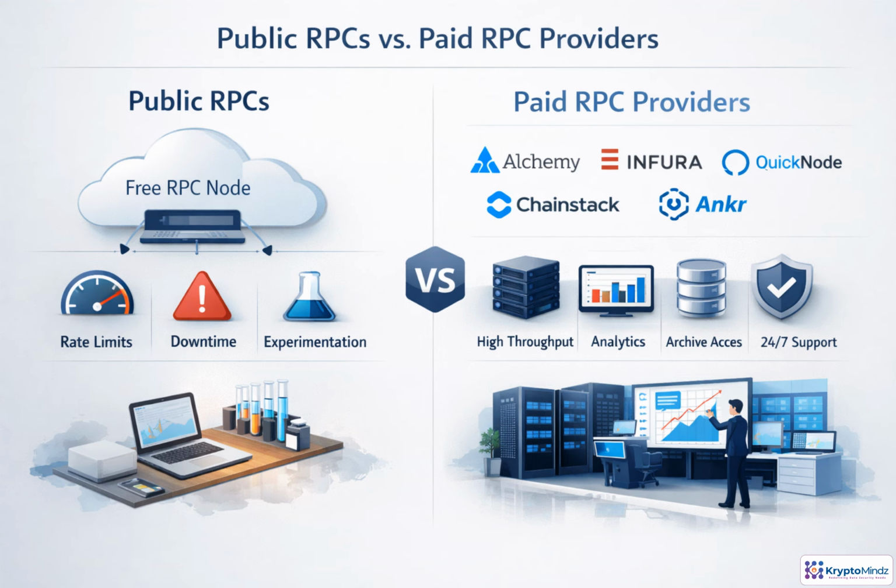Public RPCs are useful when you're learning or testing quickly. They cost nothing and require almost no setup, but they can throttle requests, go down unexpectedly, or lack historical data. Paid providers add the infrastructure production agents need: higher throughput, monitoring, archive access, support, and more predictable latency. The trade-off is cost versus reliability. For serious agents, use a trusted provider, track usage, and plan failover.